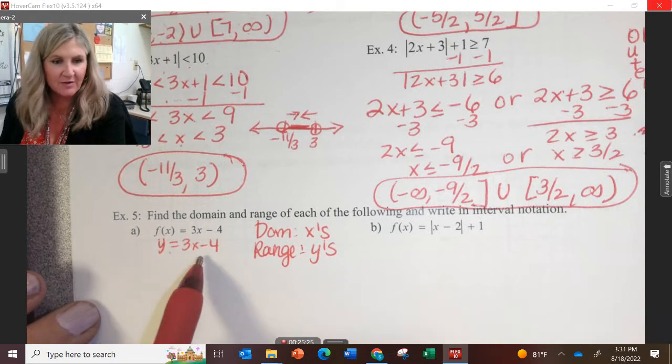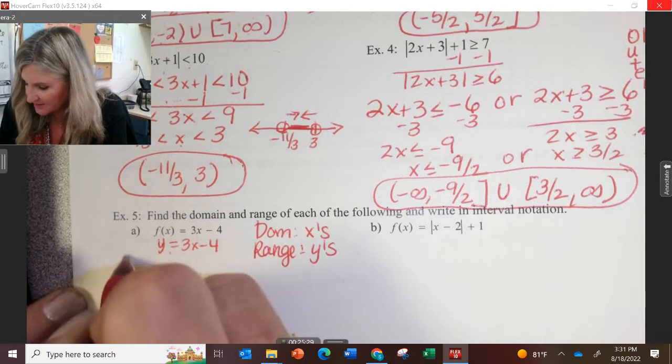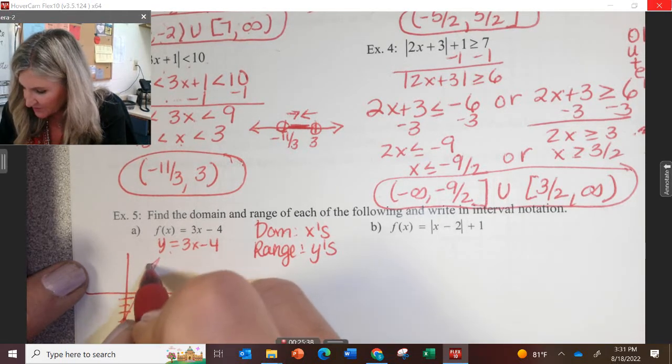How do we graph y equals 3x minus 4? It's just a line, isn't it? So I'm going to go to negative 4, put a dot. I'm going to go up 3 over 1, up 3 over 1. Here's what this looks like.